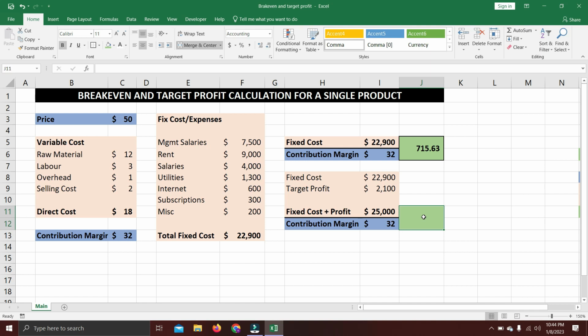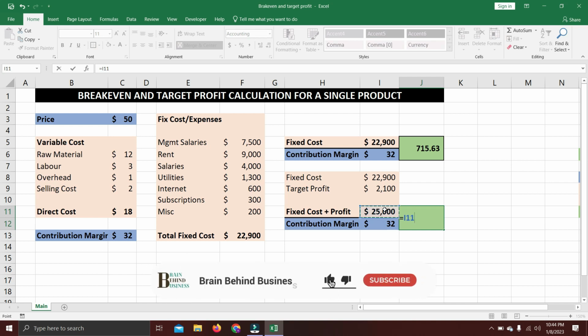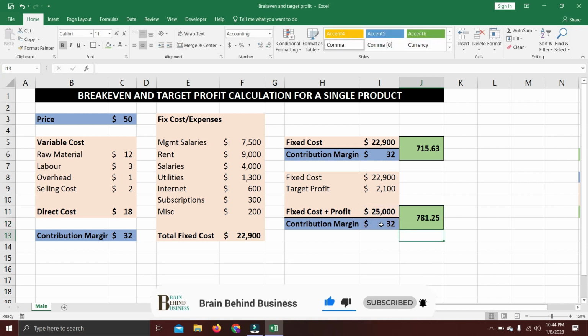Here we will use our formula again, which is the same, equals to this sale, which includes fixed cost or fixed expenses plus profit, and divide it by contribution margin, and enter. This is showing that we should sell 781 units to achieve our target profit. So let's do calculations now.